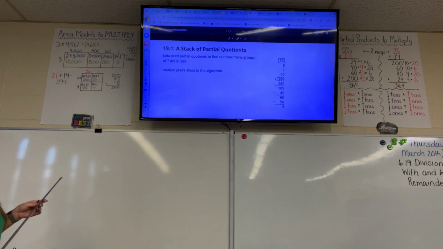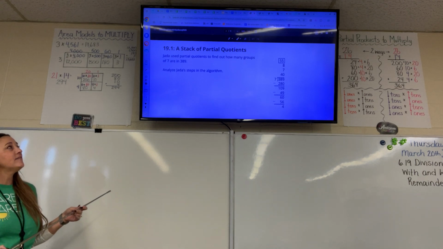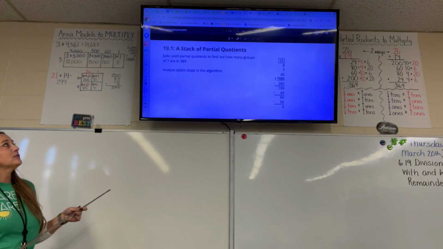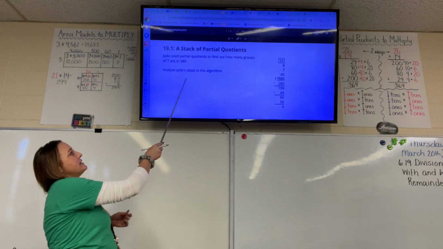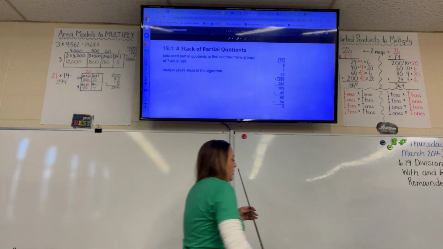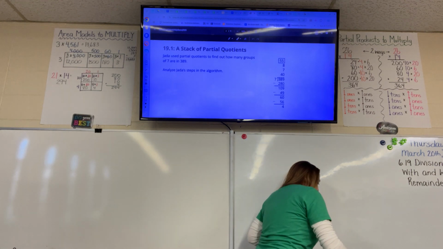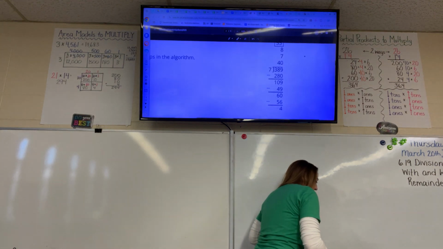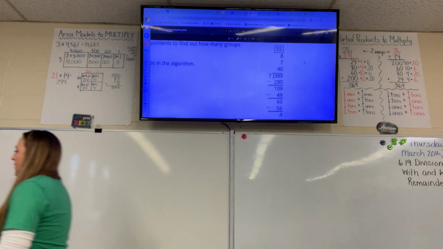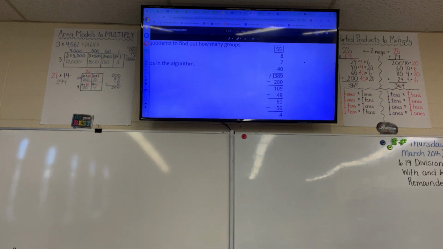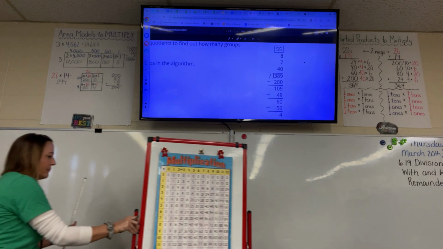Jada used partial quotients to find out how many groups of 7 are in 389. Analyze Jada's steps in the algorithm. So Jada divided 389 by 7. When you find out how many groups there are of 7 in 389, that's dividing.